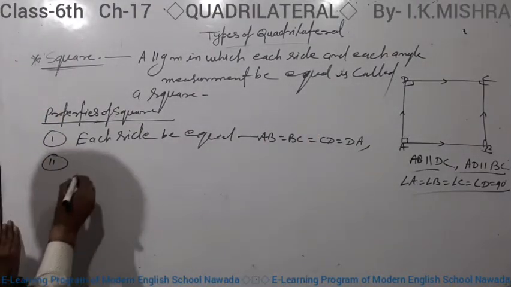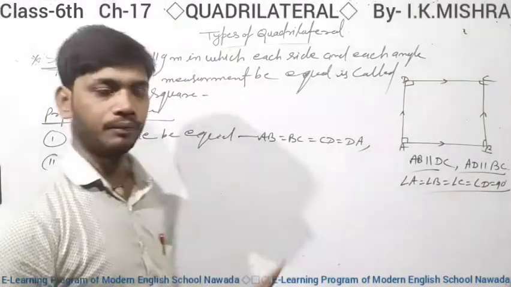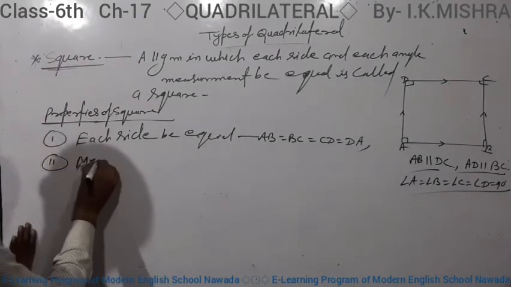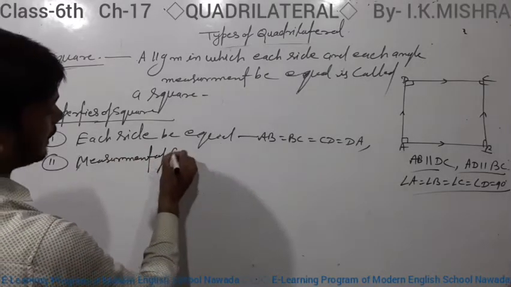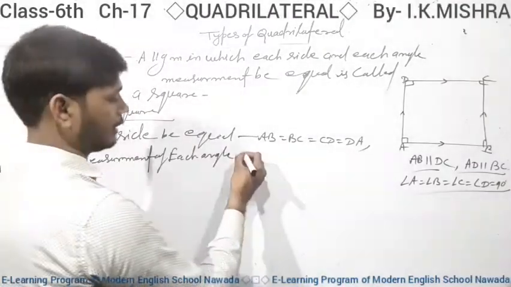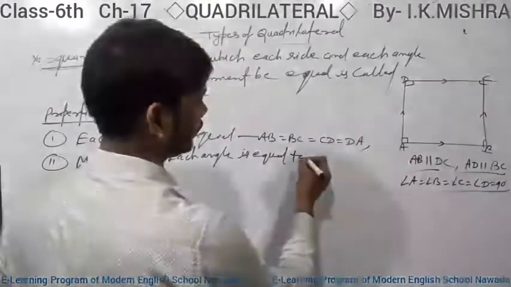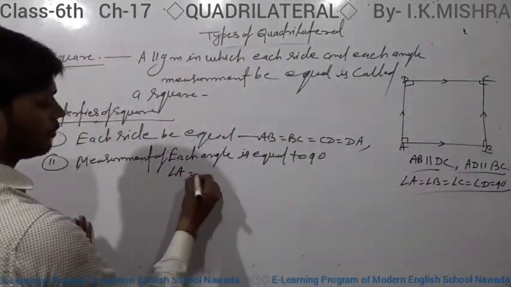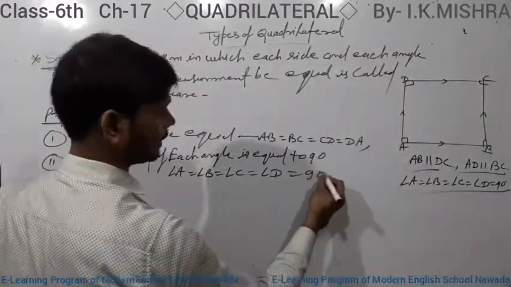Second number, each angle measurement is equal to 90 degrees. That means here angle A is equal to angle B is equal to angle C is equal to angle D is equal to 90 degrees.